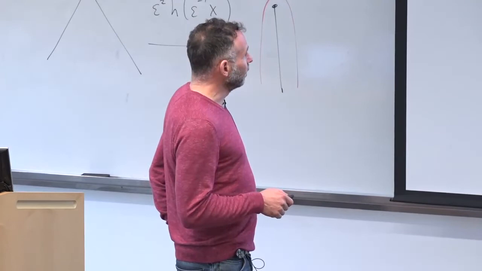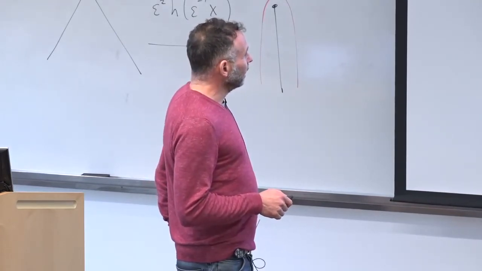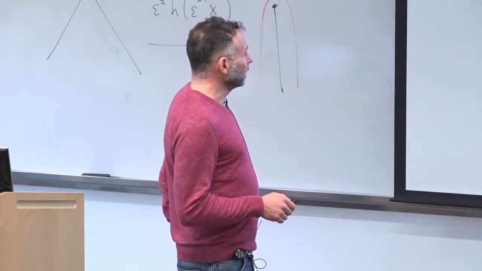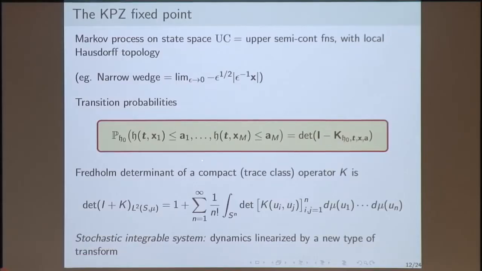And the transition probabilities, so if I start with an initial data, then what we have to tell you is the probability that the height function at time t at some points x_i is less than a_i, right? And they're given by a determinant of some operators.